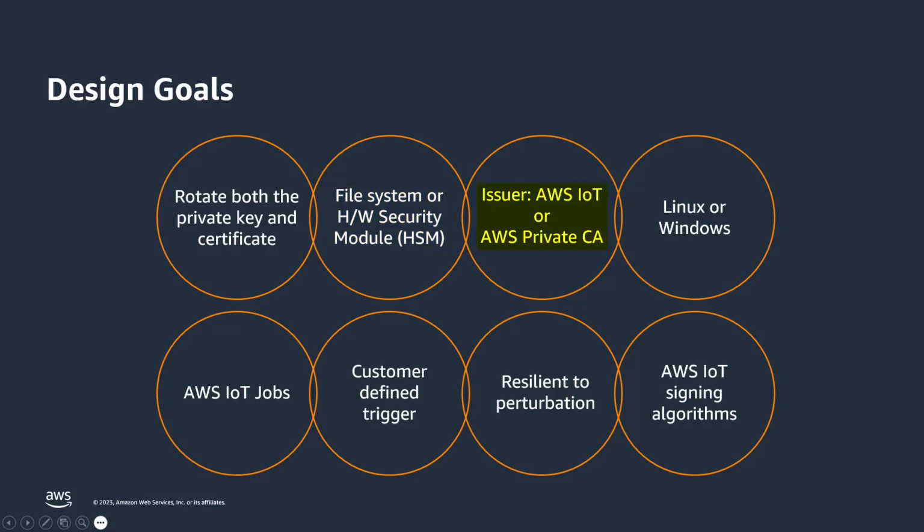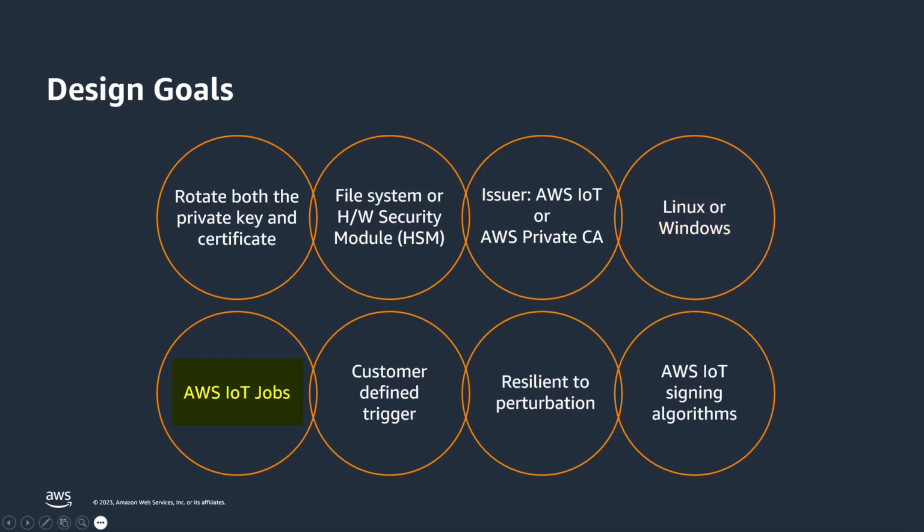AWS IoT Core allows customers to issue device certificates without public key infrastructure and without their own certificate authority. However, customers often want to use their own certificate authority. One reason being to control the expiry date of device certificates. This solution supports either AWS IoT or AWS Private Certificate Authority as the certificate issuer. The Greengrass Edge runtime can run on either Linux or Windows. This solution supports both of these operating systems.